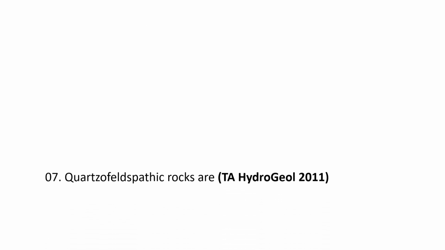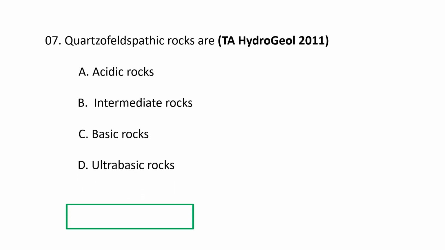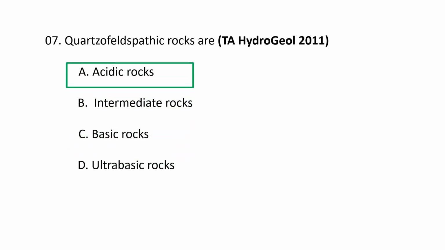Next question. Quartzo-feldspathic rocks are A. Acidic rocks, B. Intermediate rocks, C. Basic rocks, and D. Ultrabasic rocks. So quartzo-feldspathic rocks are acidic rocks. They are often associated with acidic to intermediate glass, and these are made up of minerals like quartz, feldspar, and potash feldspar.